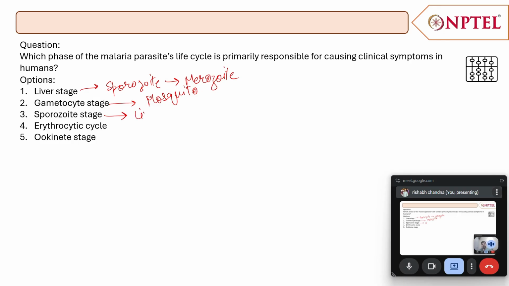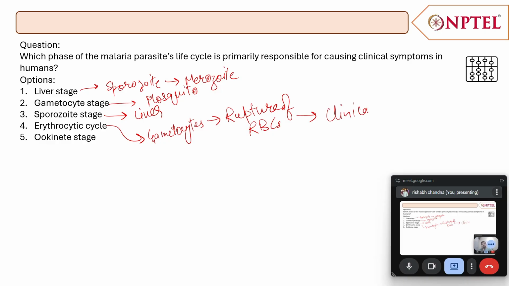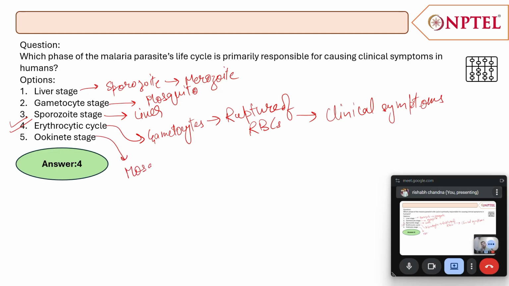It infects the liver. In the erythrocyte cycle, when it increases in number into the gametocytes, it causes the rupture of the RBCs. Here it causes the clinical symptoms to appear. Okay, so the correct answer is option number 4. Then the ookinete stage takes place in the mosquito, so it will not appear in the clinical symptoms. Okay, now moving on to the next question.